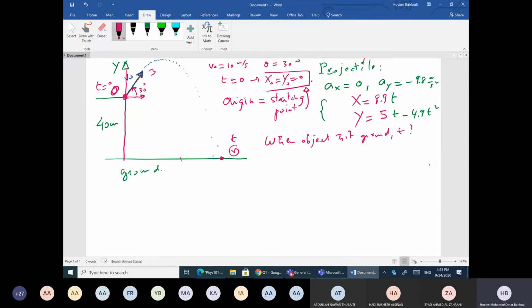Be careful about this. What else do I know? I know that it's below the origin. Below the origin, this point is below the origin by 40, which means to reach the ground, y must be minus 40 meters according to my origin.